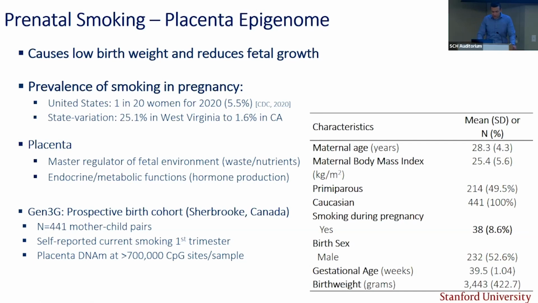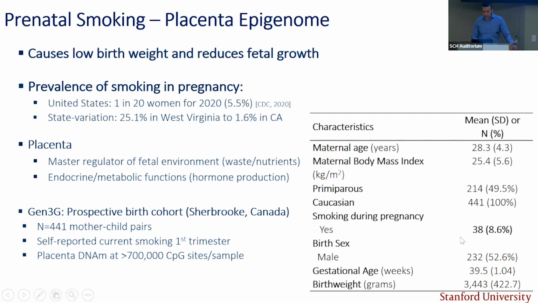So in this study, we used a prospective birth cohort called Gen3G from Sherbrooke, Canada. We recruited 441 mother-child pairs. They self-reported smoking during pregnancy, and we collected placentas at birth. We queried the epigenome of the placenta using microarrays that interrogate over 700,000 individual CpG sites.